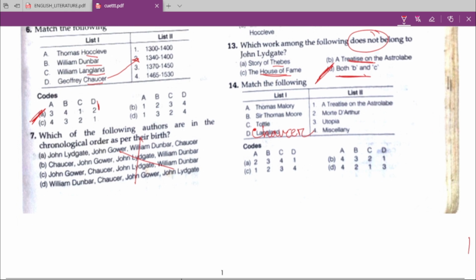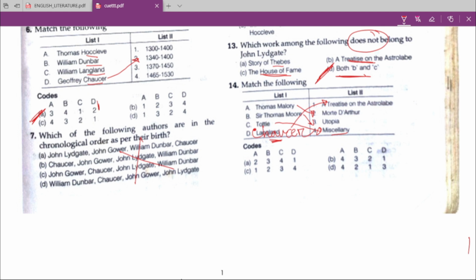Number 14. Thomas Malory, Thomas More, Tottel, that is Richard Tottel, then it is Chaucer actually. The option was given wrong, so I corrected it. In list 2 there are some options: A Treatise on the Astrolabe, Morte d'Arthur, Utopia, Miscellany. Thomas More has written Utopia, whereas Thomas Malory has written Morte d'Arthur, and Tottel is a publisher who has published the first English anthology of poems, that is Tottel's Miscellany. Chaucer has written the prose work, A Treatise on the Astrolabe.